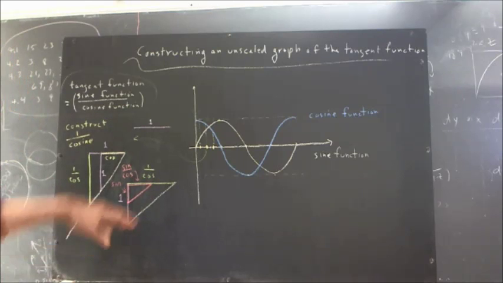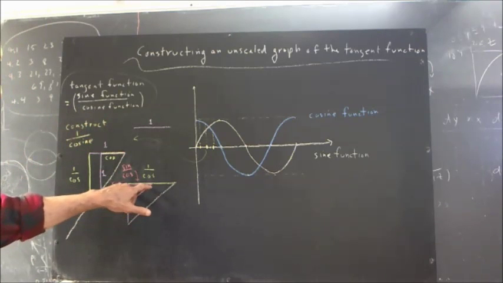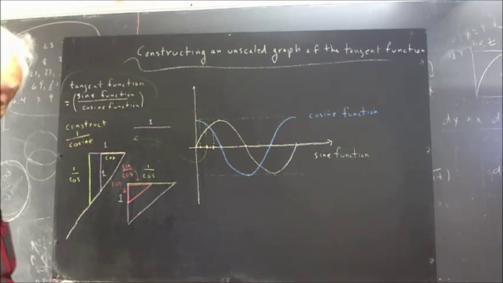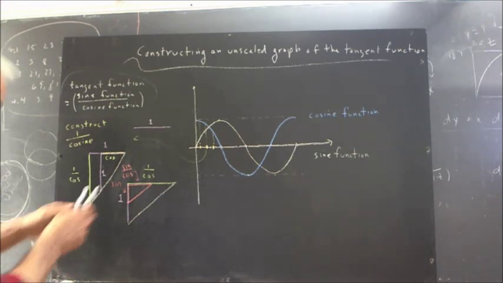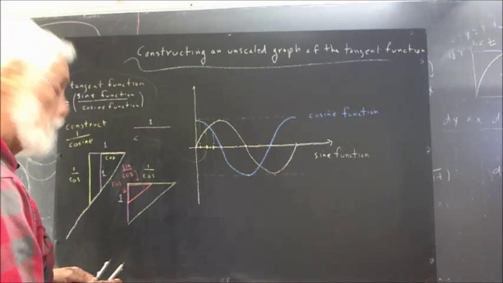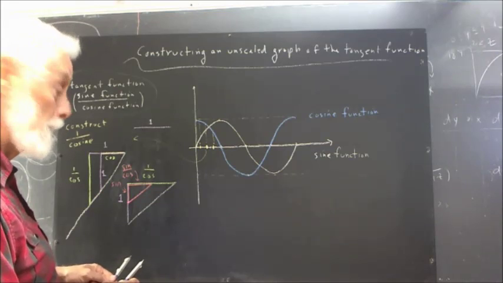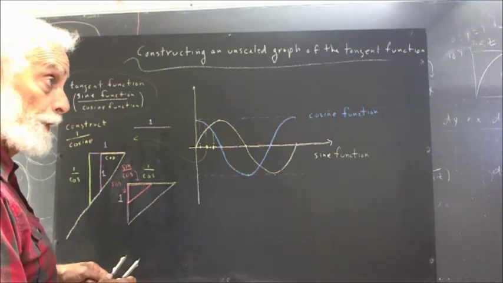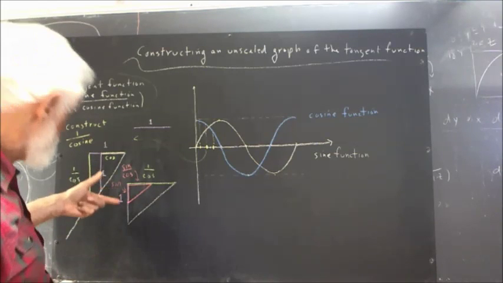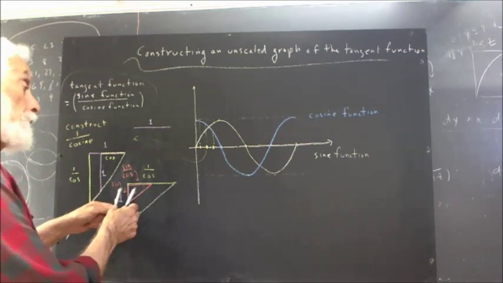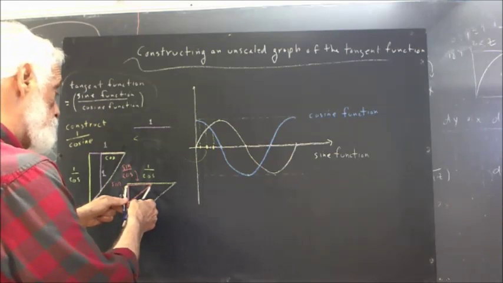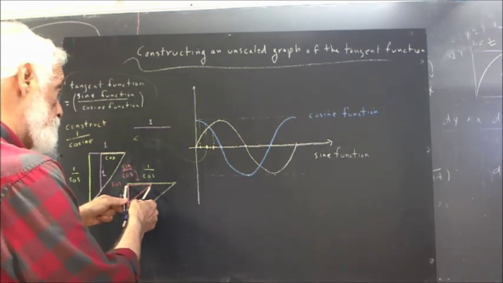Now, again, this is not the only way to get a segment whose length is equal to that of the sine over the cosine. It's not even the best way. I'm leaving it to you to play around with similar triangles, which is something that everybody can use practice with, and see if you can find a more efficient way to construct this. But this works. So right here is sine over cosine.